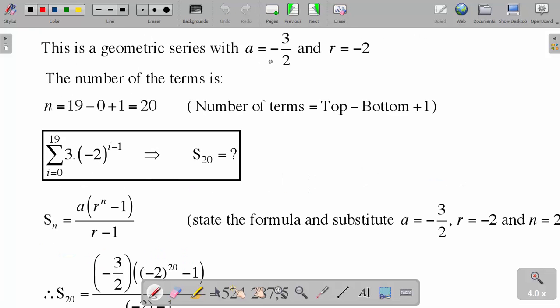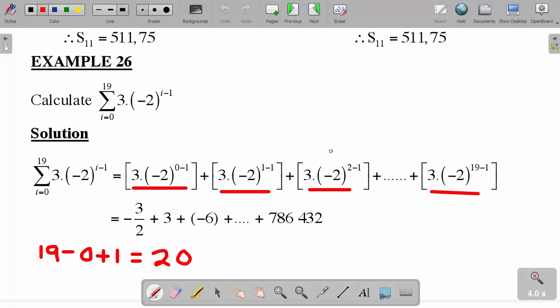the first term is negative 3 over 2. The common ratio is negative 2. Let's check it again. Common ratio. Now check here. If I divide negative 6 by 3, I get negative 2. So it means that negative 2 is my common ratio. So that's how I get the negative 2, guys. Don't get lost.